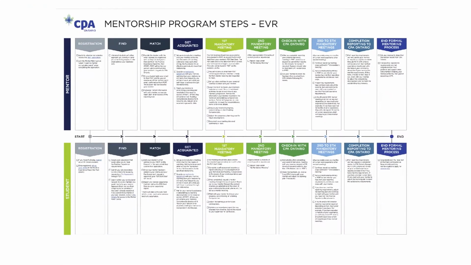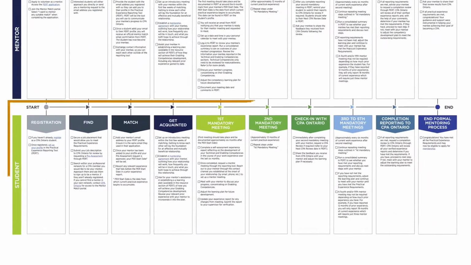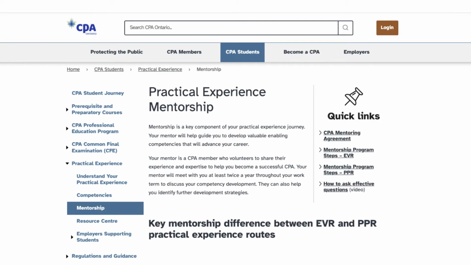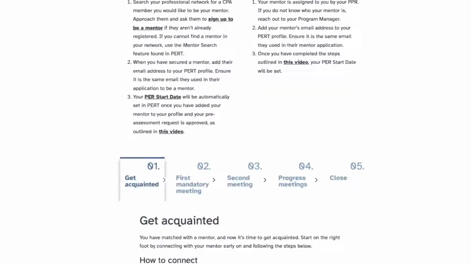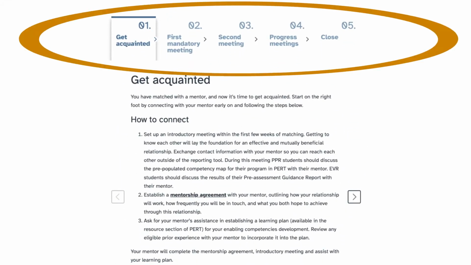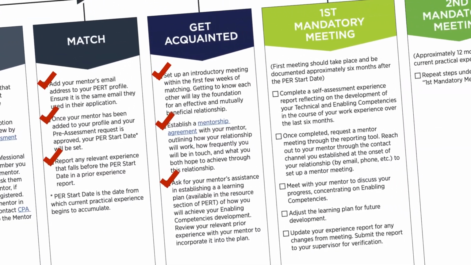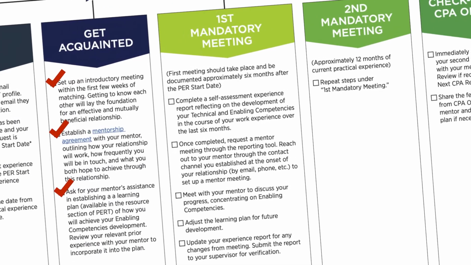He references the Mentorship Program Steps for EVR document and the mentor meeting process on CPA Ontario's website to understand the items they should discuss during the meeting. He has completed his first experience report in PERT, the first step on his checklist.